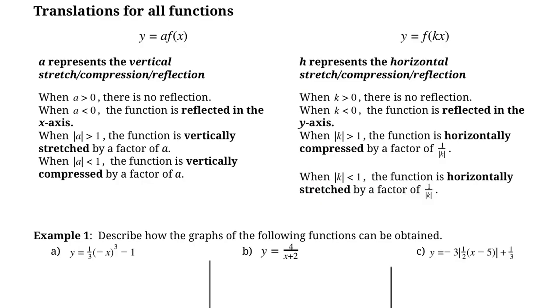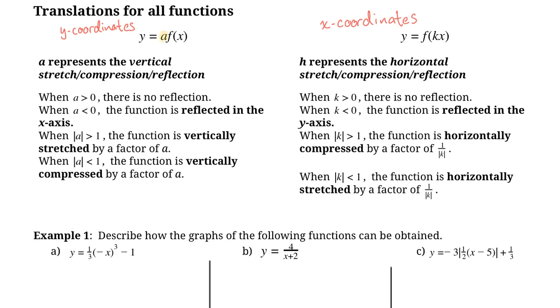So let's just summarize all of this again. So when we are multiplying our function by a number and it's on the outside of our function, that's affecting our y coordinates. And when we are multiplying by a number and it's inside of the function, that's directly going to affect our x coordinates.